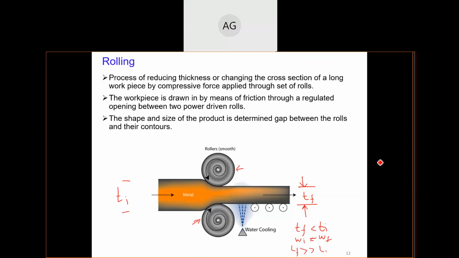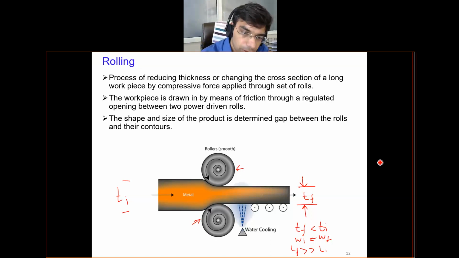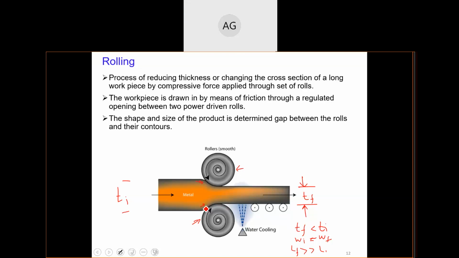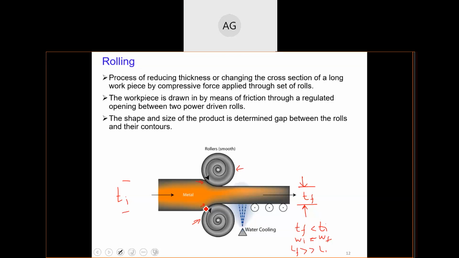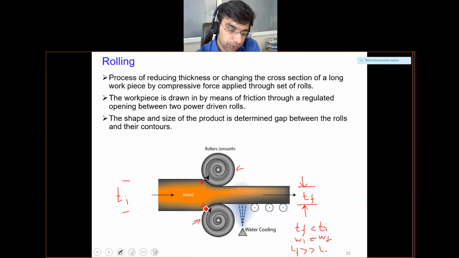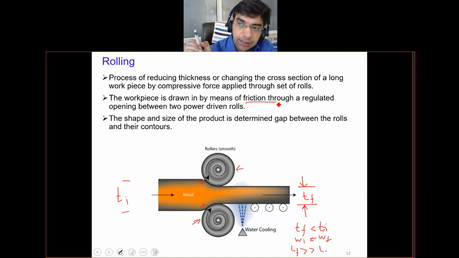So what happens in this process? It is like you are pinching the material inside the gap between these two rolls, and as the material passes through the rolls, the thickness goes on reducing. This is similar to what you have seen with sugar cane, where you get the juice by putting the cane through two rollers. In a similar way, instead of sugar cane, we have a metallic piece here. The workpiece is drawn in between the rolls by friction.